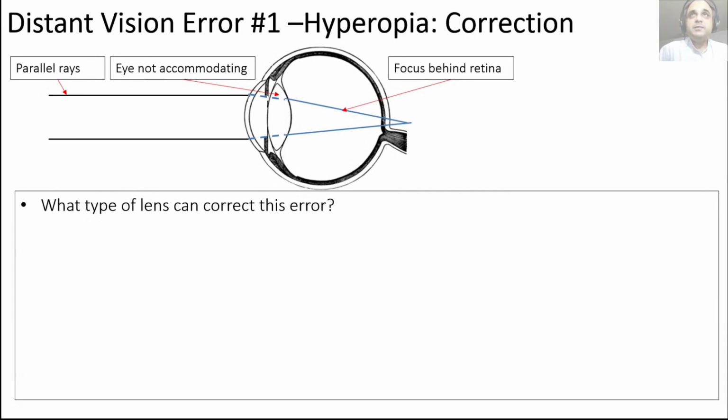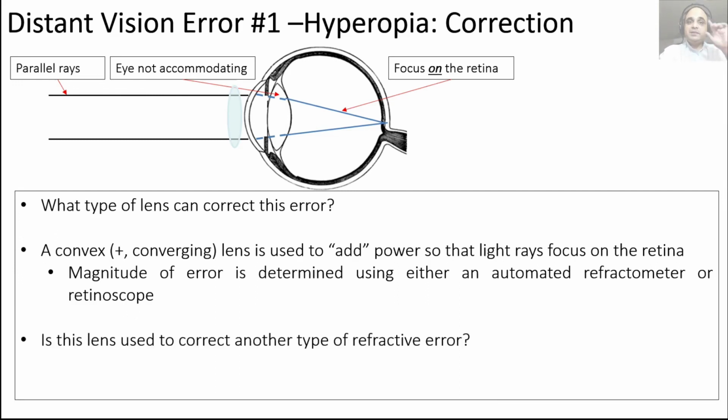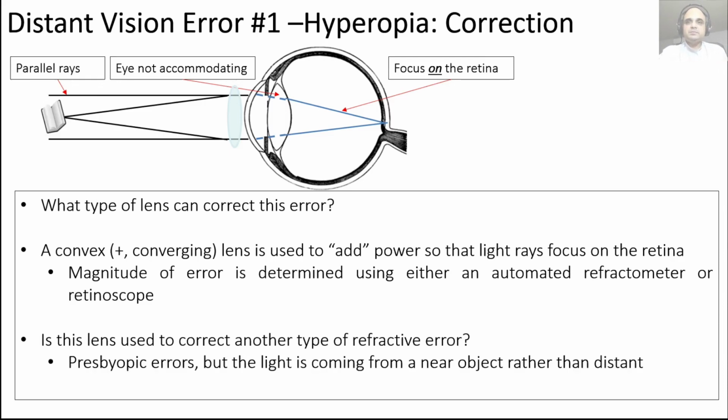So again, if we start correcting hypermetropia, we need to obviously add power to the eye. And the lenses that add power to the eye are convex lenses or plus lenses. And the magnitude of refractive error would be determined using instruments, and those instruments are either automated refractometer or retinoscope. We'll talk about these two in a bit. And this is the same lens that we use in presbyopia, because in presbyopia, the eye again was deficient in power and we needed to add power. And just because we are using the same lens doesn't mean they're the same refractive errors. Presbyopic errors were for near, light rays were diverging. Hypermetropic errors are for distance, light rays are parallel.